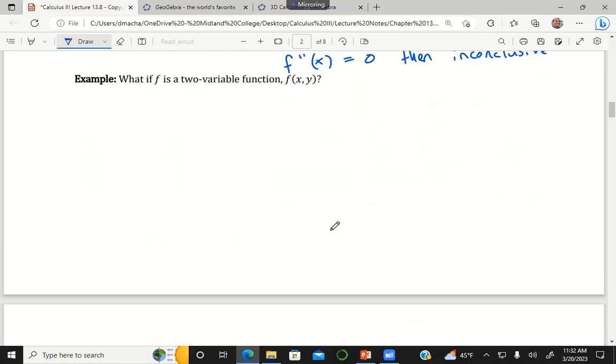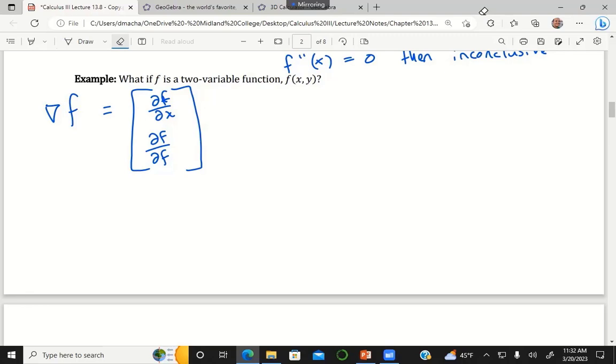So if f is a function of two variables, like f of x and y, then the gradient of f is going to be a vector with two entries, partial f with respect to x, partial f with respect to y. And the critical points are where this vector is equal to the 0 vector with two entries, right? So I need both partial derivatives to be equal to 0 at a critical point.